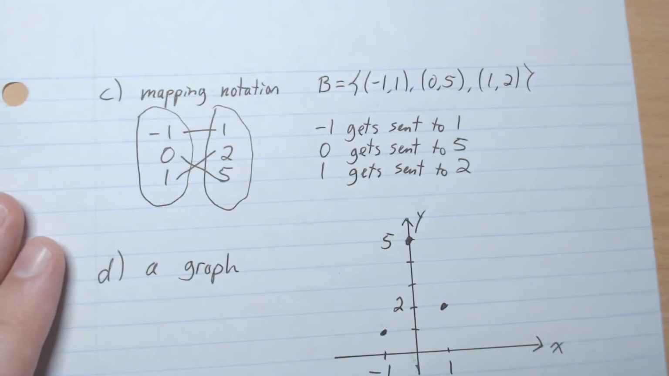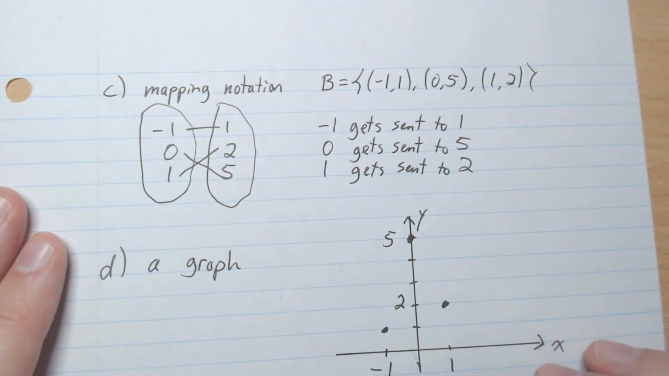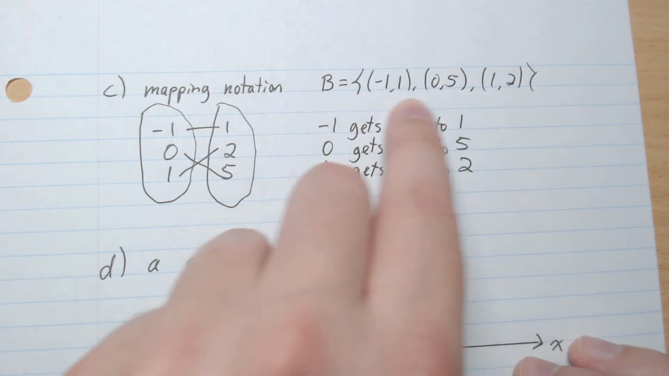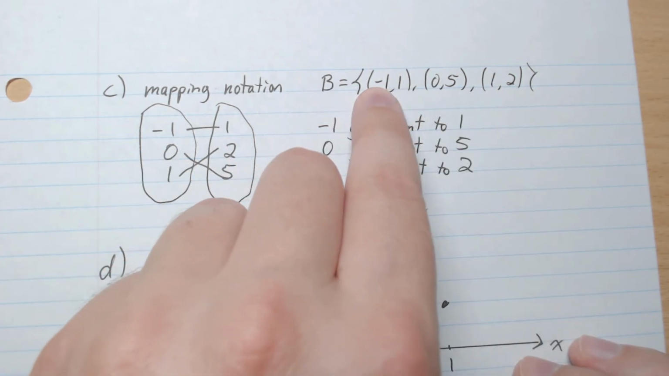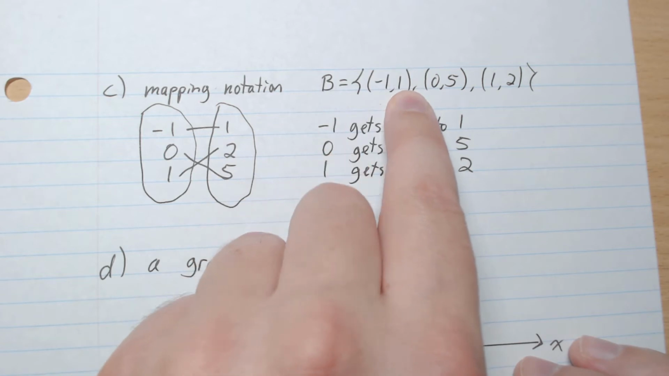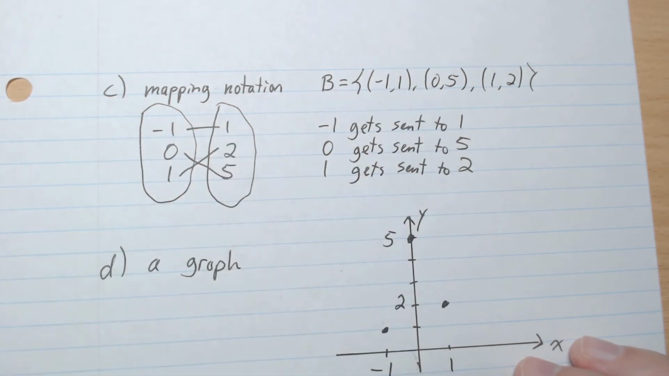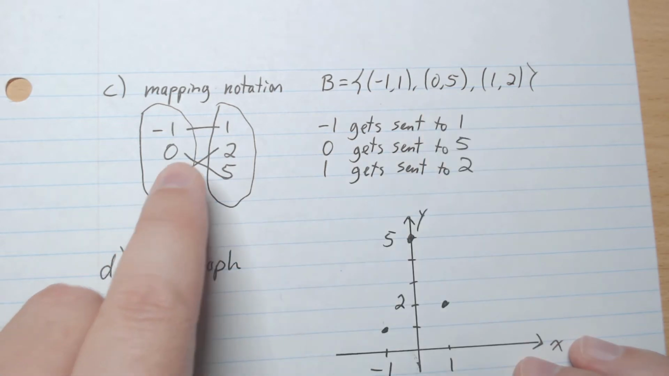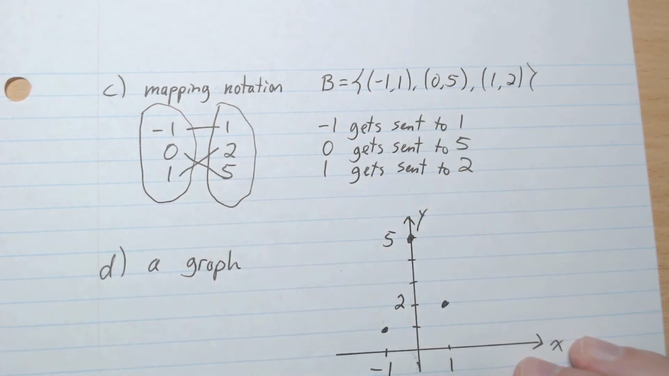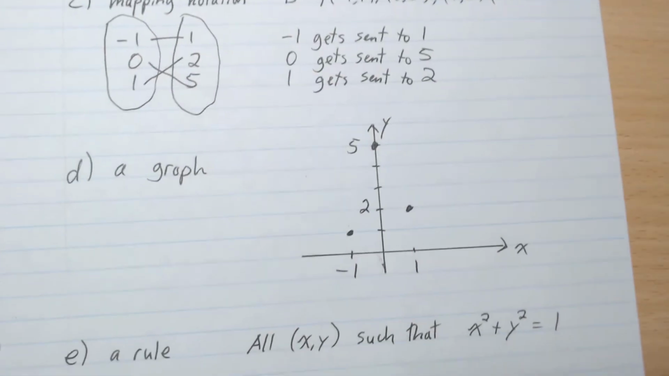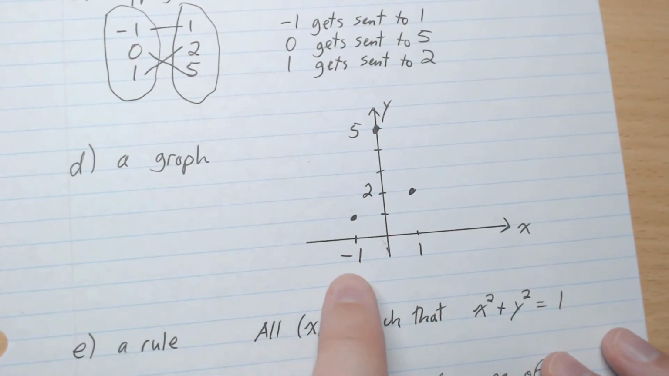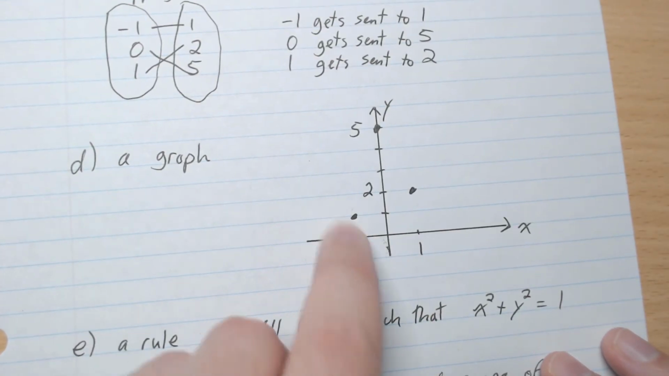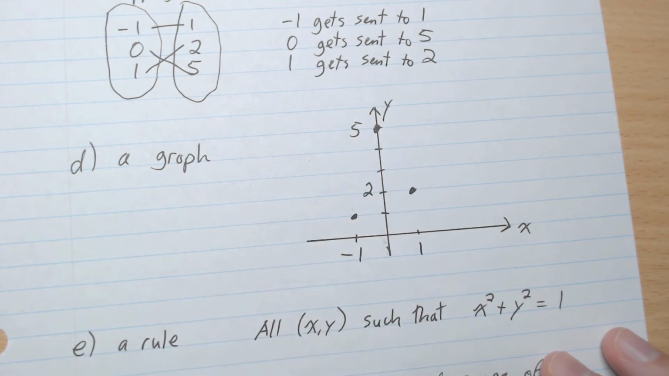We can have a mapping notation or mapping diagram, right? So this is our relation here. And so we have -1 getting sent to 1, like that. 0 gets sent to 5, right? 0, 5, like this. And 1 gets sent to 2, like that. Okay, it could also be written as a graph, right? So here we have -1, 1, 0, 5, and 1, 2, like that.